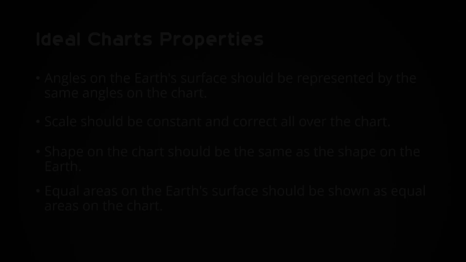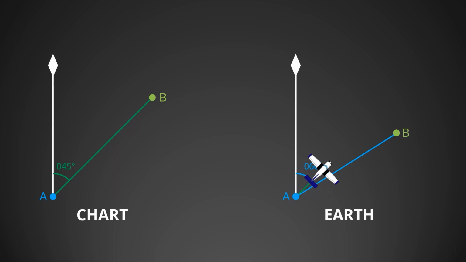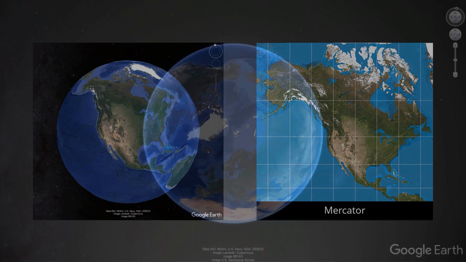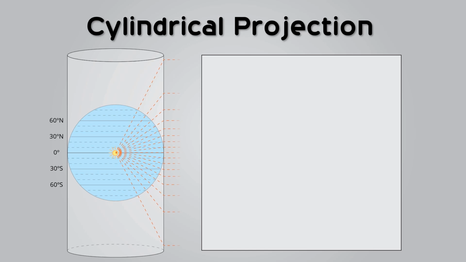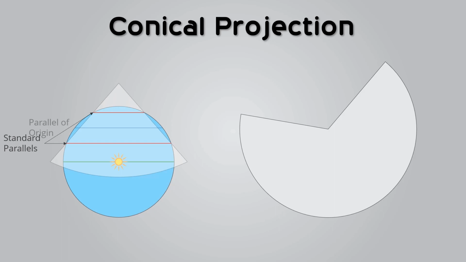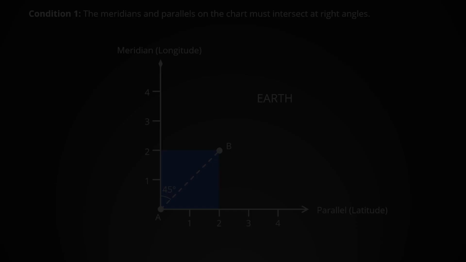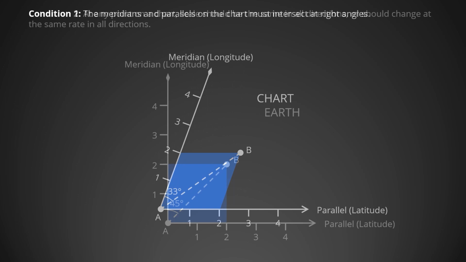In the second section, we will look at the properties of an ideal chart and why all kinds of projection could not meet the properties of an ideal chart. In the third section, we will examine the type of projection used to produce aviation charts. And in the last section, we will discuss chart conformality.